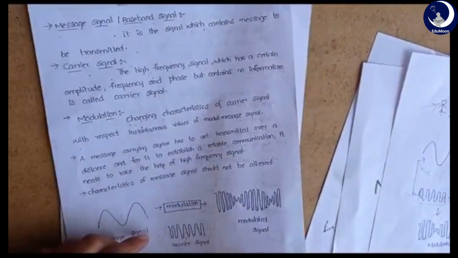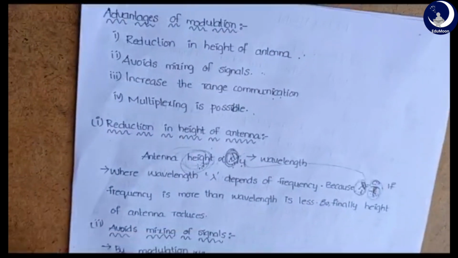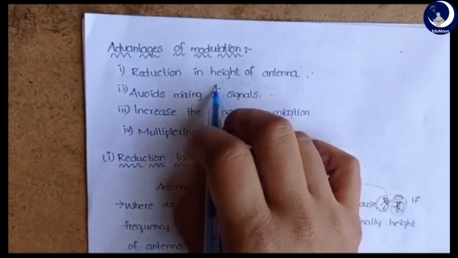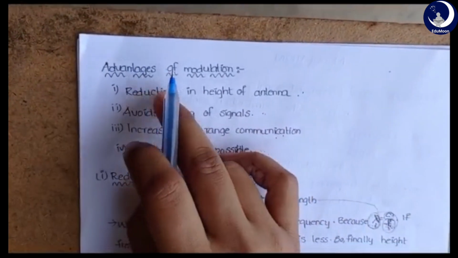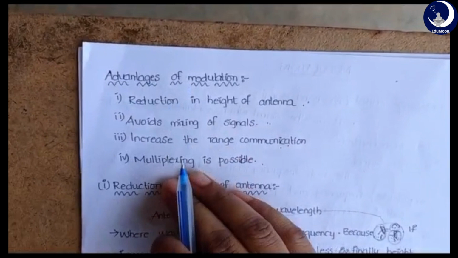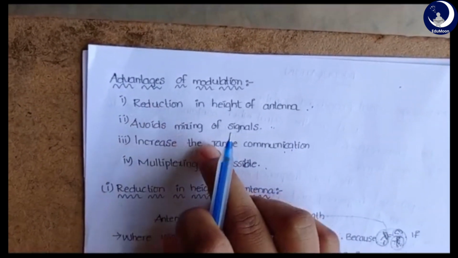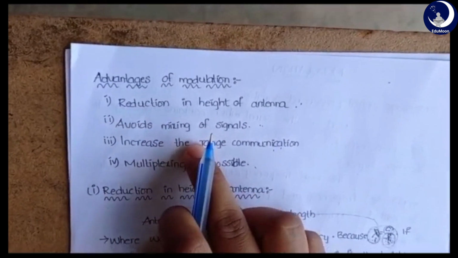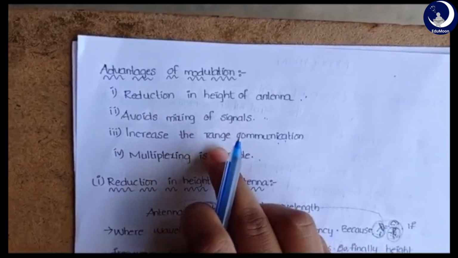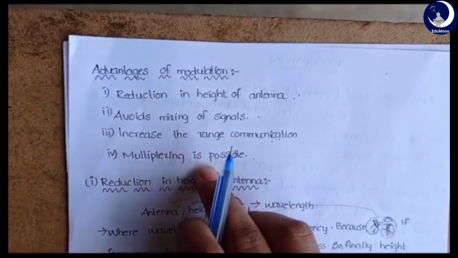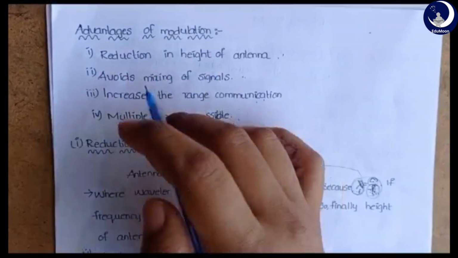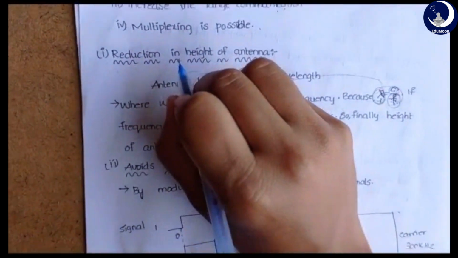And now, what are the advantages of modulation, like why we are doing modulation? In advantages of modulation we have four. First one is reduction in height of antenna, next is avoids mixing of signals, next is increases the range of communication, and next is multiplexing is possible. How? Let's see. First one is reduction in height of antenna.